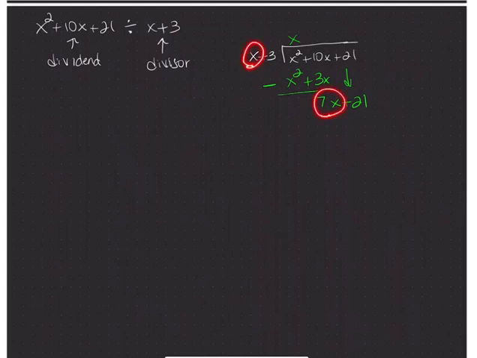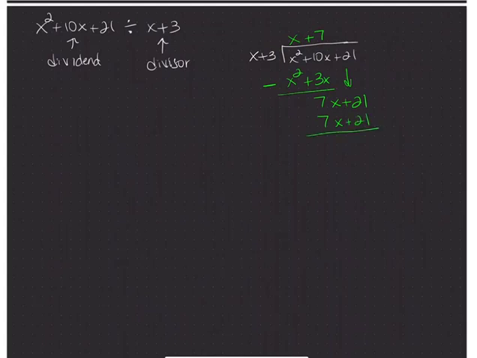So x times what is going to get us to 7x? 7, right? A positive 7. So we're going to write a positive 7. And then now we're going to multiply these, right? 7 times x is going to give us 7x. 7 times 3 is going to give us a positive 21.